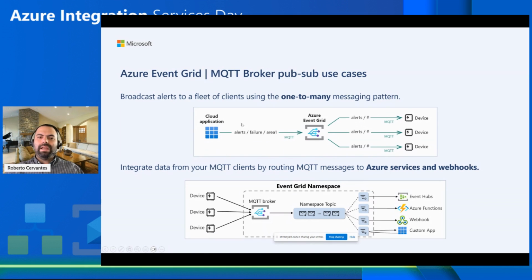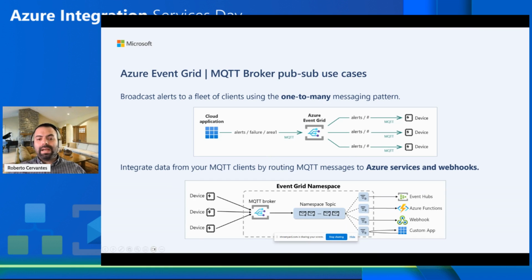So if we have information that is produced by one application, we can send that information to multiple devices by specifying the wildcard in the definition of the topic template. And if we want to use the MQTT broker and connect it with the capabilities of Event Grid itself, the nature of Event Grid, we can do message routing.